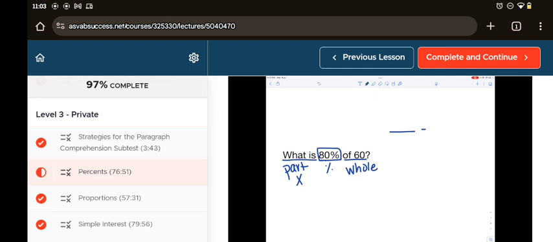We're going to plug stuff into our equation. We don't know the part. We do know the percent. We do know the whole. And we know that 100 always goes down here. So now we can cross multiply. 100 times x is 100x. 60 times 80 is 4,800.